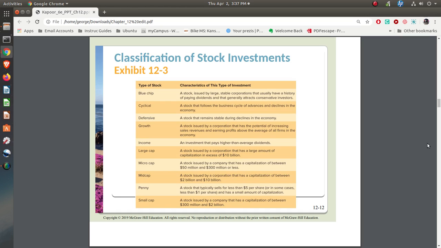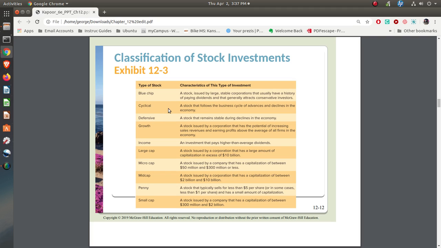Now, these are the types of classifications of stocks. You have blue chips, all right? Those are large, stable companies. Whenever anybody thinks about some of the big companies like Walmart or GM or something like that, that's a blue chip stock. Cyclical is a stock that follows the business cycle.